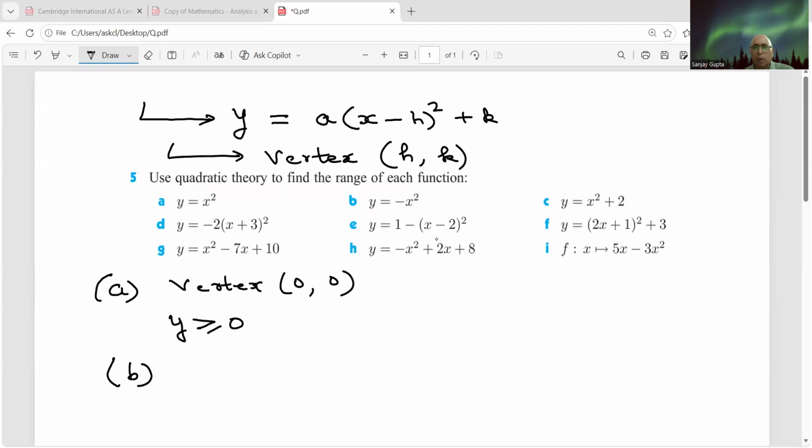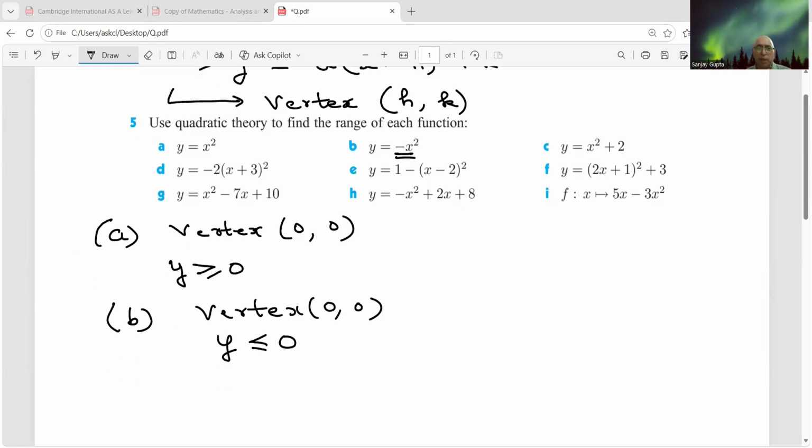For the B part, y is minus x squared. So the vertex is still 0, 0. And here we are going to get y as either 0 or negative, because y is the negative of a positive number. X square is positive, y is negative of x square. Right? So the entire graph is going to be either touching the x-axis or going below the x-axis. That means all the y values are equal to 0 or less than 0.